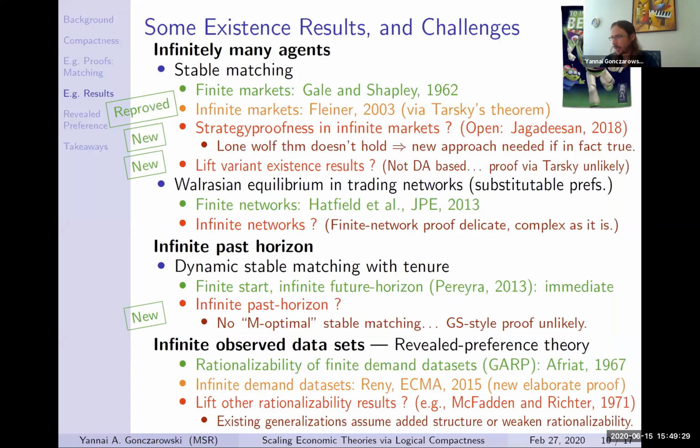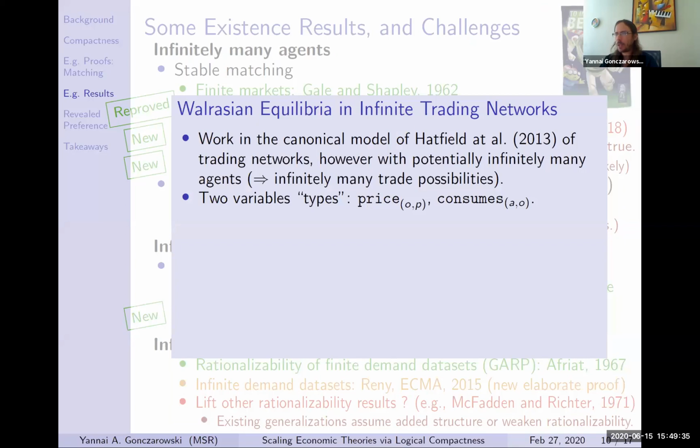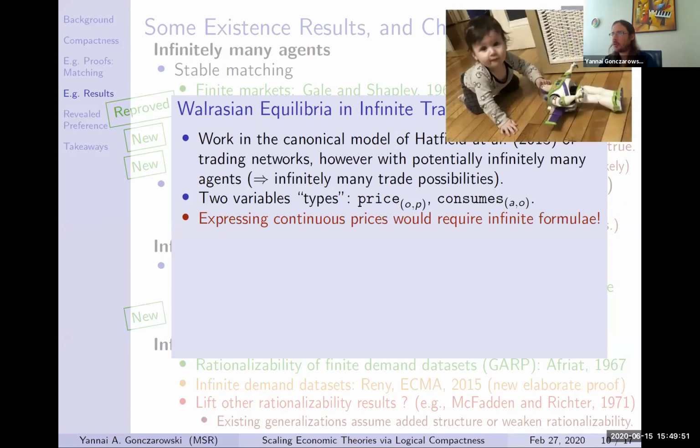Walrasian equilibrium. Okay, we're a bit short on time, so let me just tell you that if we want to find a Walrasian equilibrium, or a Nash equilibrium, or any kind of equilibrium with prices or probabilities or anything on a continuum, the problem is that expressing continuous prices would require infinite formulae. Why? Because you can't say the price of this object is this price or this price or this price if it can take infinitely many different prices.